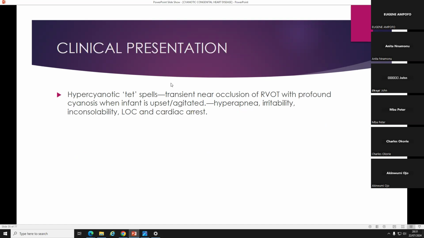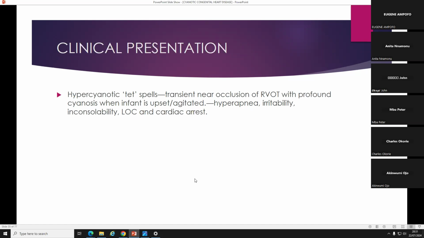Just to make mention of hypercyanotic or TET spells. TET is short form for tetralogy of Fallot, where the patients or infants are quite upset and agitated. They can become quite irritable, quite inconsolable, there's profound cyanosis, they turn quite blue, and if left unattended, they could have loss of consciousness and subsequent cardiac arrest.